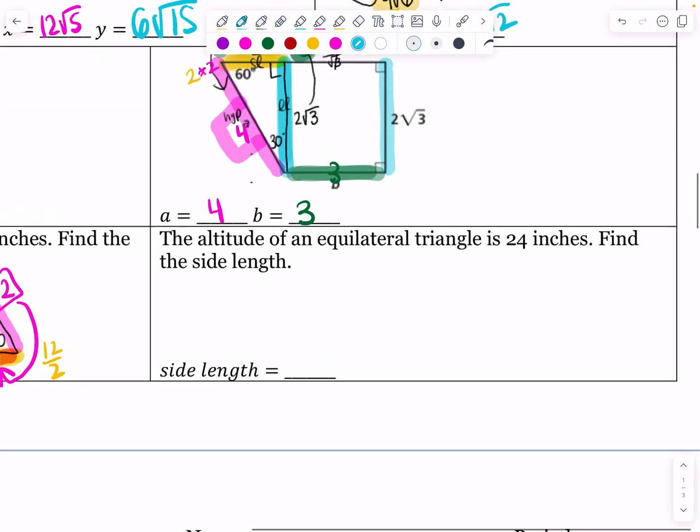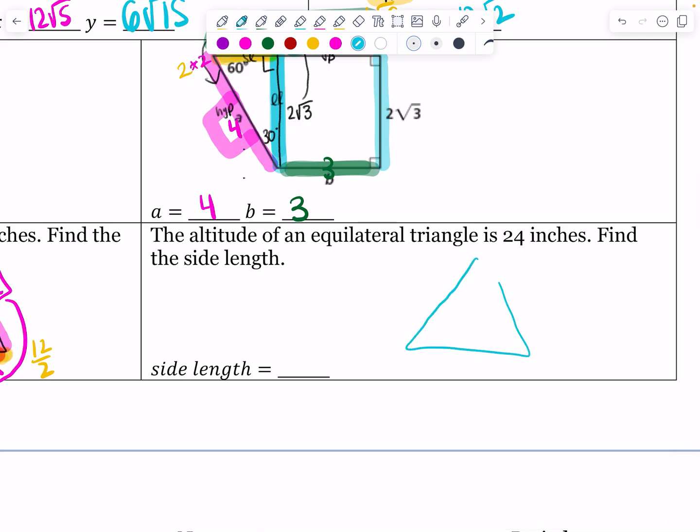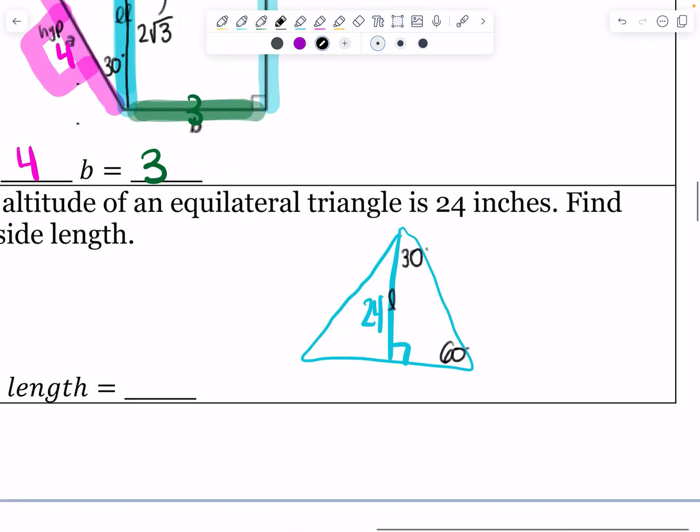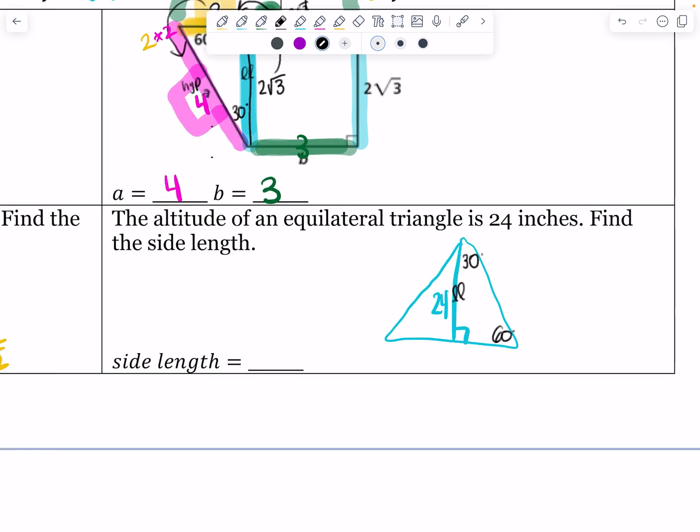Last one. The altitude of an equilateral triangle. So we're going to go ahead and just give ourselves a quick picture. The altitude this time is 24. They go in telling us what it is. Of course, this is a 30, 60, 90 triangle. So there's 30, there's 60, like we just talked about. And the altitude, or the long leg, is going to be 24. We want to find the side length.